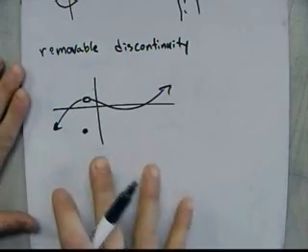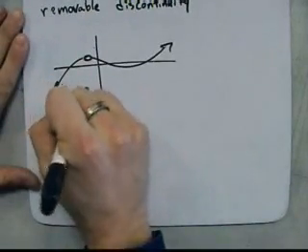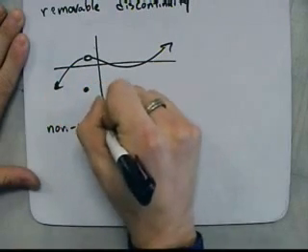All right, so removable discontinuity. You just basically can take a point out or not. That's pretty much what you're doing. So now non-removable is you're doing more than just taking a point out.